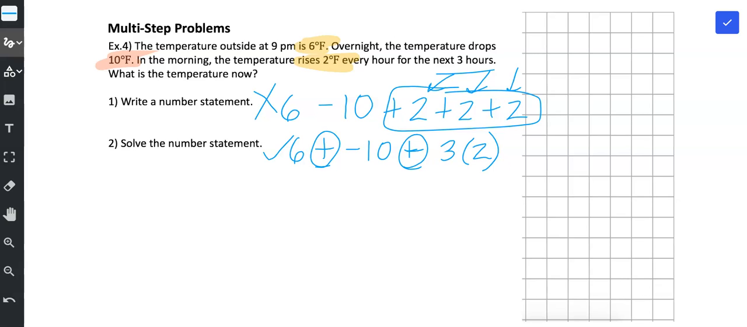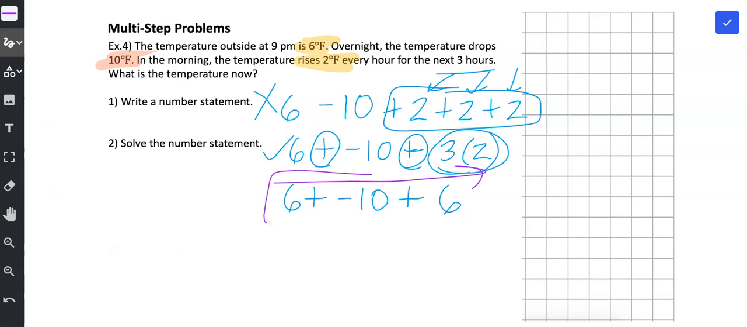According to the order of operations, I need to multiply first before I add. So 3 times 2 gives me 6. So my number statement is now 6 plus a negative 10 plus 6. So we're combining these positive and negative numbers. Next, what I'm going to do is move from left to right across the problem, and I'm going to start by adding 6 and negative 10.